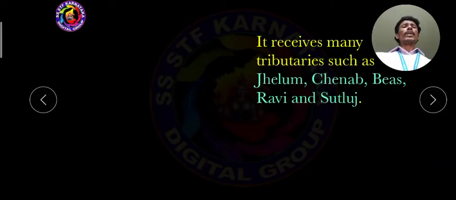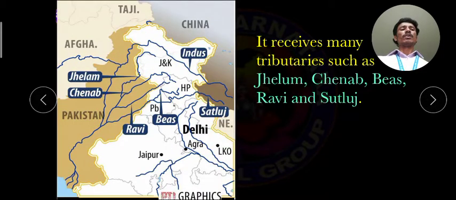It receives many tributaries. It means flowing together. We should consider the sub rivers like, see, the first one is Jhelum, Chenab, Beas, Ravi and Sutlej. Look at here. This is Jhelum, Chenab, Beas, Ravi, Sutlej. These are the tributaries of river Sindhu.